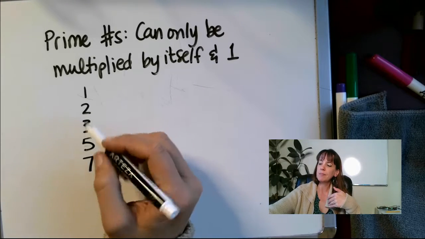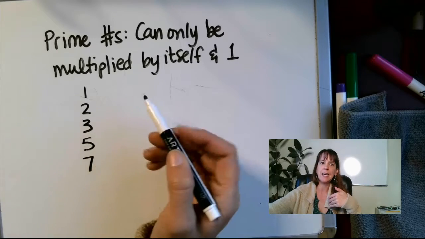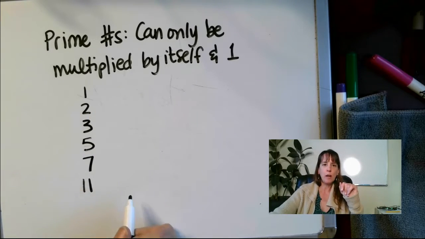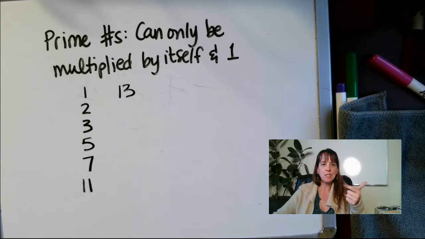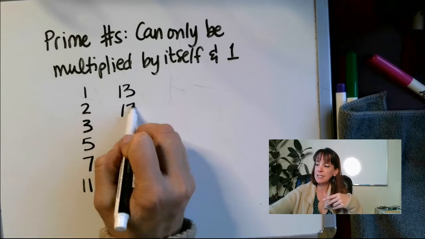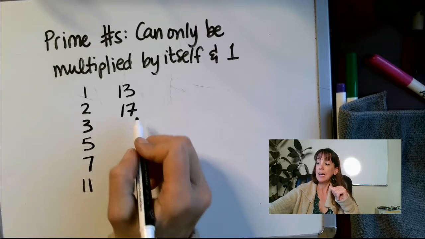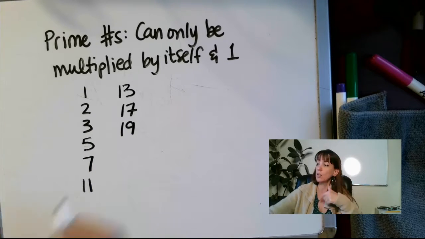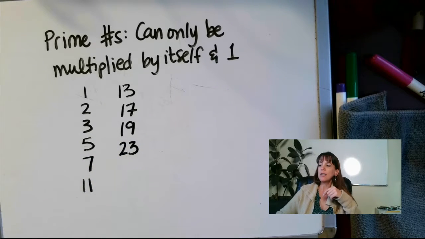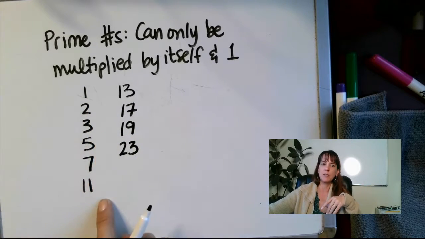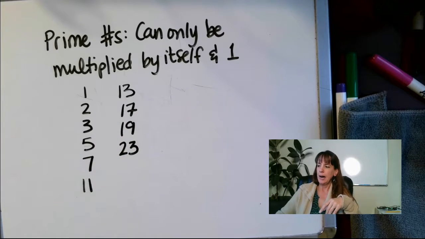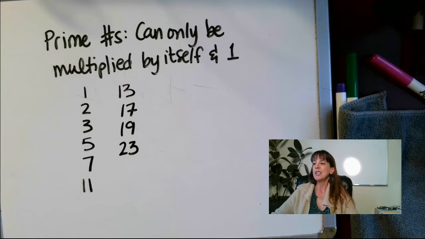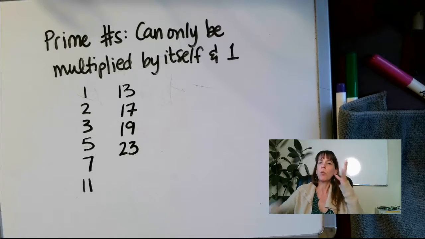So 7, 8, 9, 10 not, 11, 12 not, but 13, 14 not, 15 not, 16 not, 17, 18 not, 19, 20 not, 21 not, 22 not, 23. So guys, for the most part, you're only going to need these as far as prime numbers go, and sometimes 13. But really, that's good enough. Prime numbers are important for some reasons.